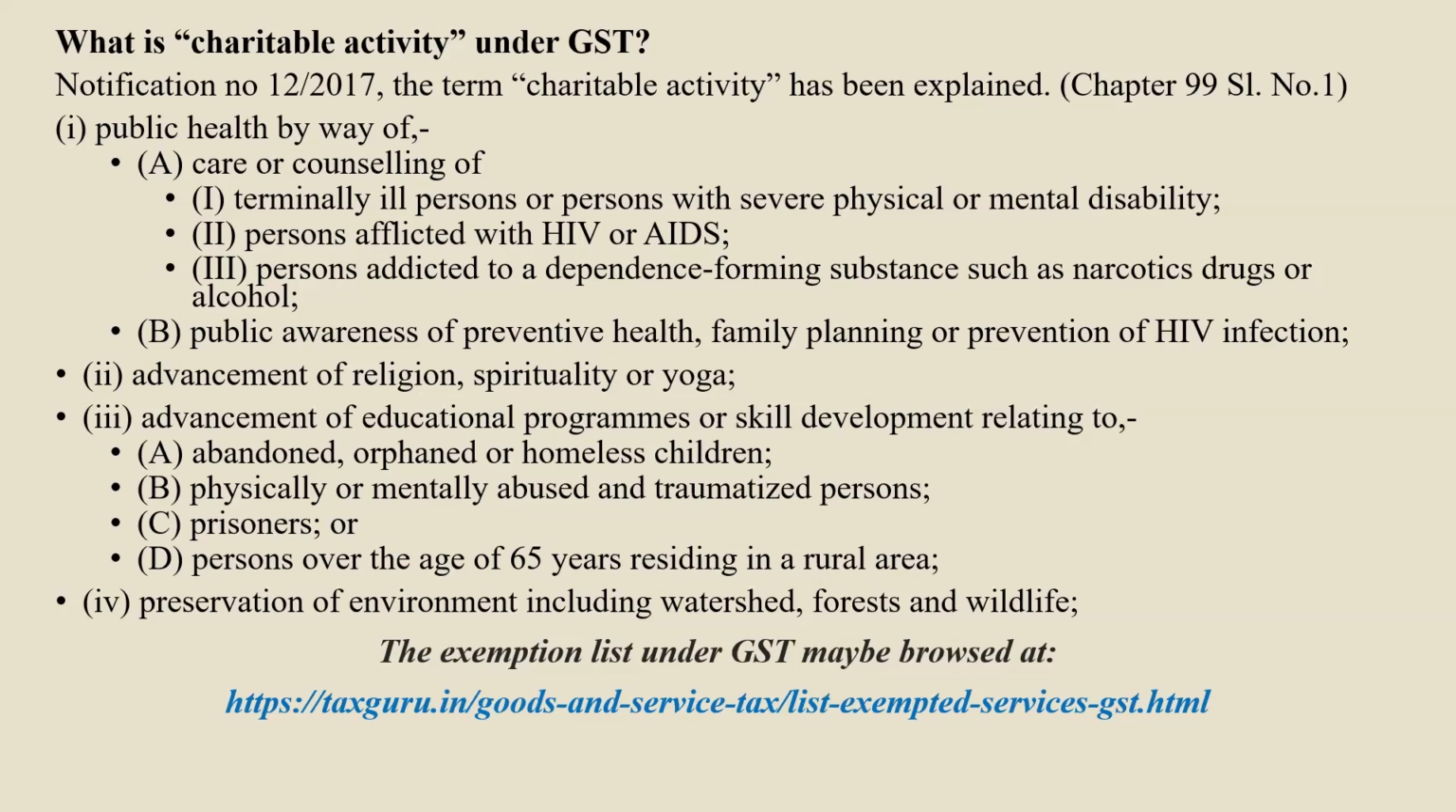So that understanding also you have to have. This particular notification has a long list of what is exempted, which will also include educational institution, but you need to understand what educational institution they are saying is exempt, what medical institutions they are saying is exempt. That's not covered here. That's not covered in serial number 1 of chapter 99. It is covered under serial number 66 and 74, and that understanding has to be there. Okay. So that is something that we need to understand.